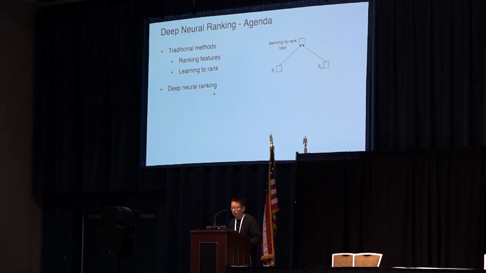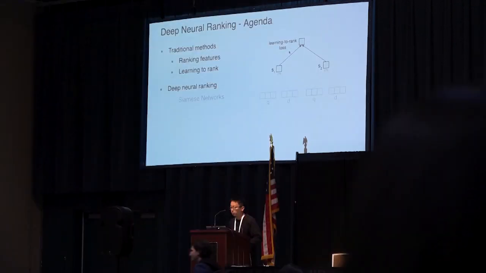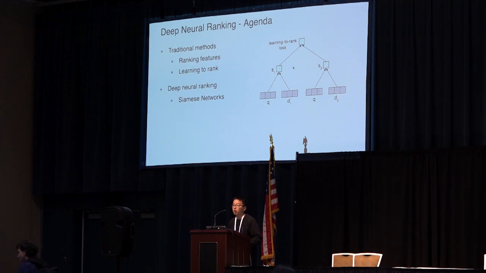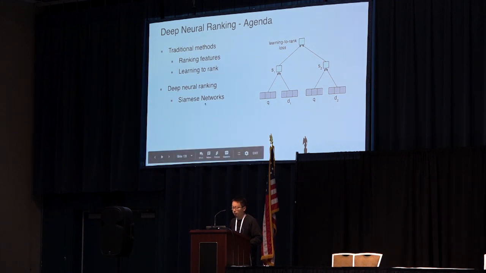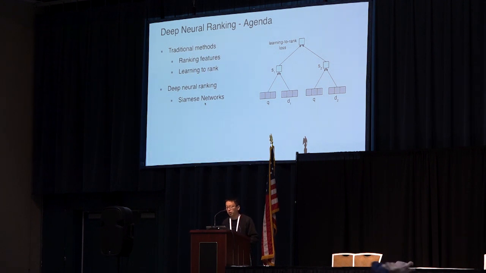Then we will transit to the deep network-based ranking. For deep neural network ranking, most of the work will leave the learning to rank loss as it is and focus on how to compute the score for the query document pair. There are mainly two types of networks. One is called Siamese network. So the query embedding and the document embedding are independently generated.